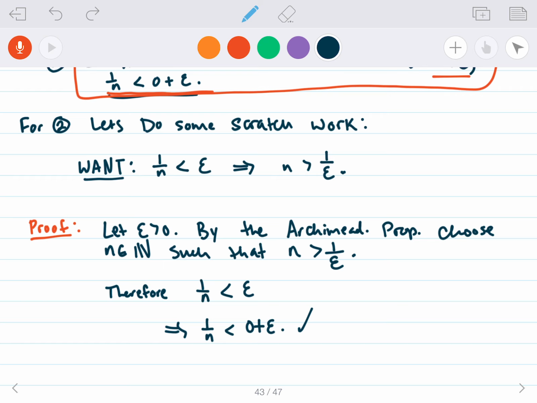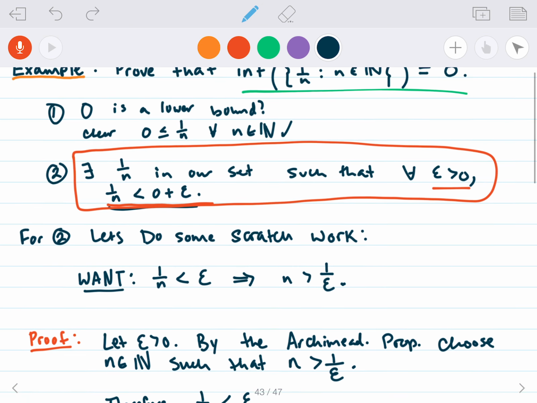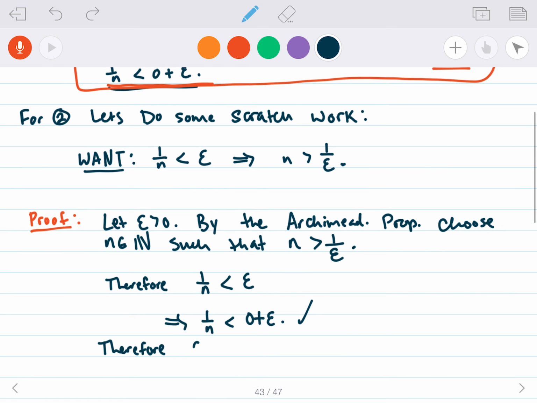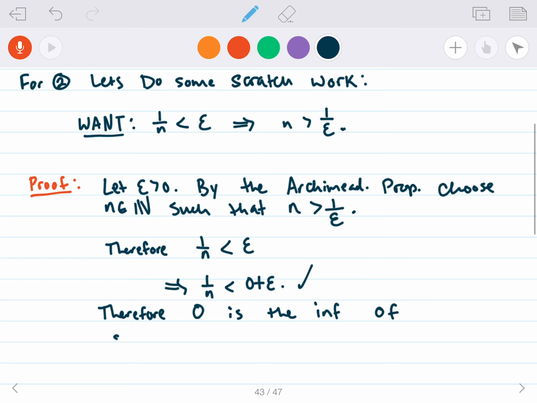Okay, so let's see if we should write anything else. I guess we should just say, therefore, since 1 and 2 are satisfied, 0 is the infimum of our set.